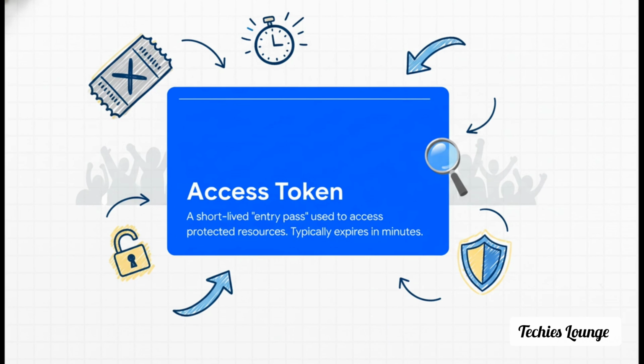All right, first up is the access token. The best way to think about this is like a single-use ticket to a concert. It's designed to be really short-lived. We're talking it expires in just a few minutes. And that's for a very good reason: security. If a hacker somehow steals it, the damage they can do is super limited because it becomes useless really fast.